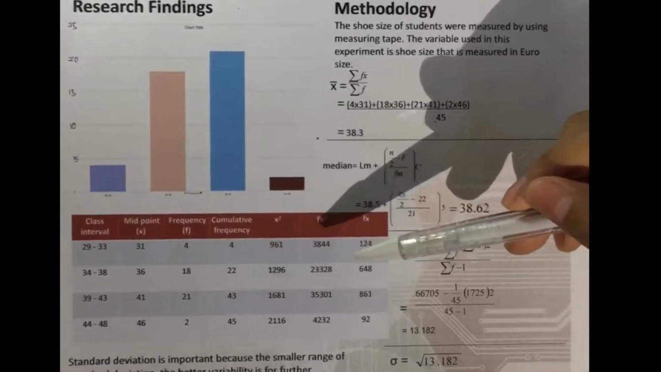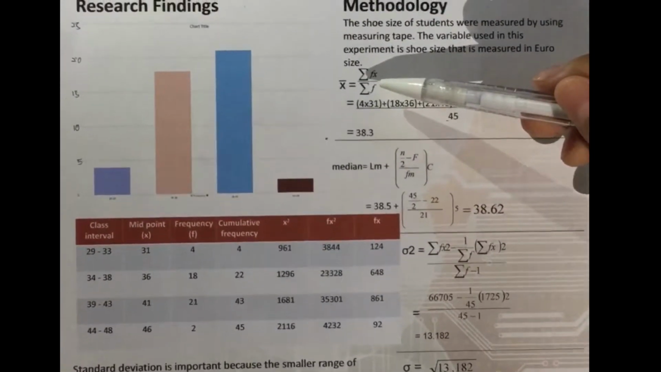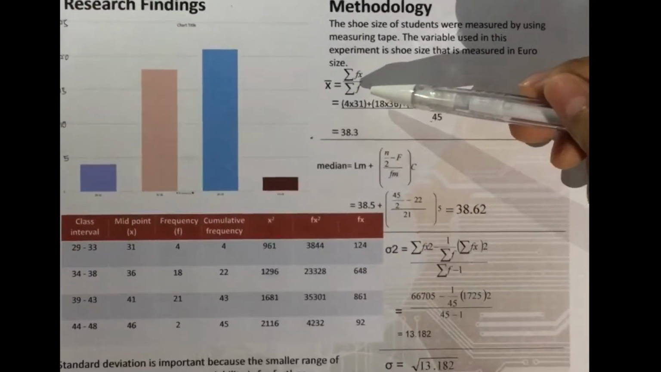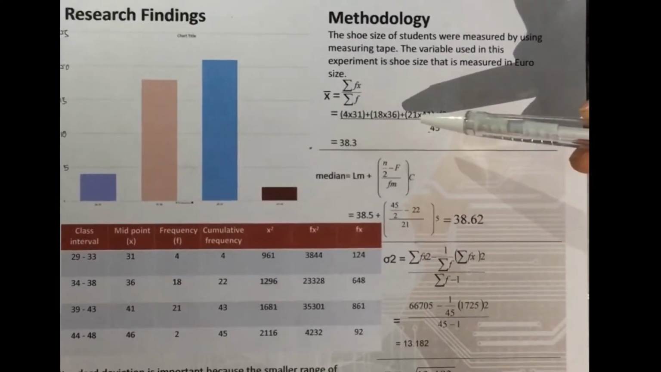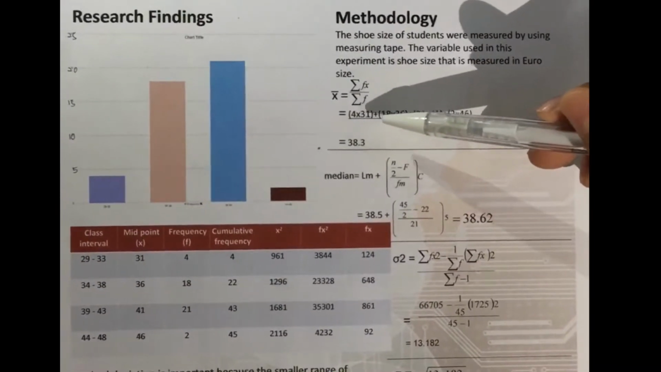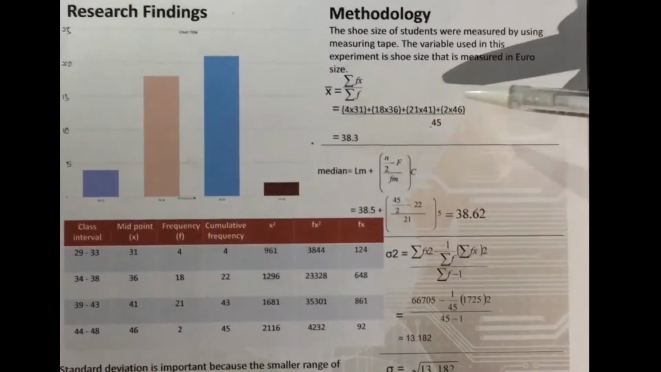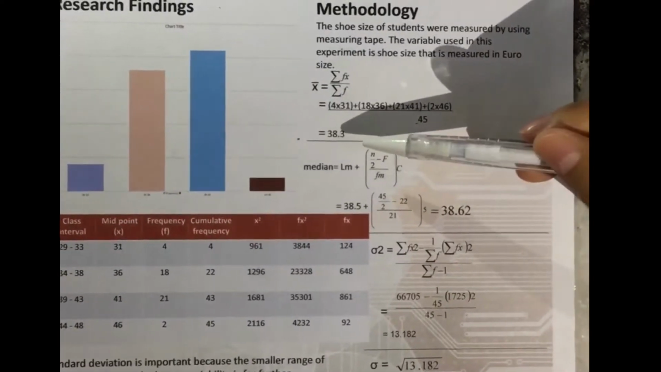So from the data given, we can calculate the mean, which is the sum of frequency times midpoint over the sum of frequency, and then we can substitute the values, which is 4 times 31 plus 18 times 36 plus 21 times 41 plus 2 times 46 over 45, and you will get 38.3.